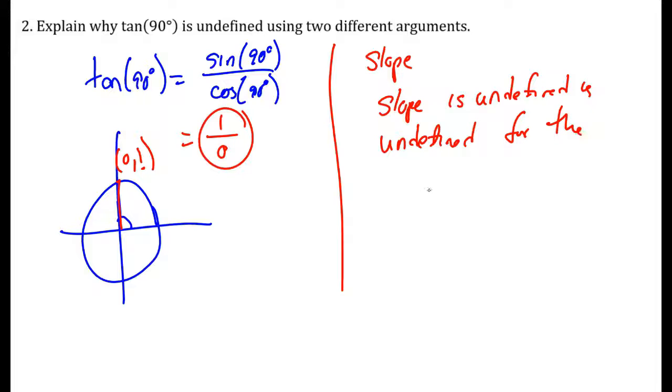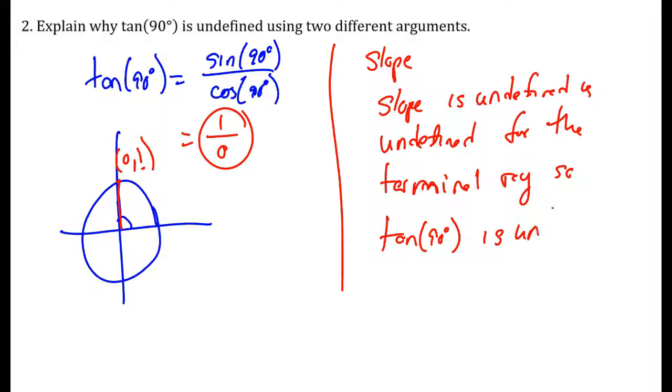For the terminal ray, the tangent is undefined. The tangent of 90 is undefined. That's using two different arguments: one using the sine over cosine idea, the other using the slope. Tangent of theta is the slope of that ray.